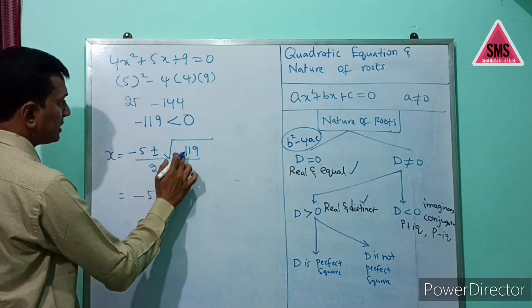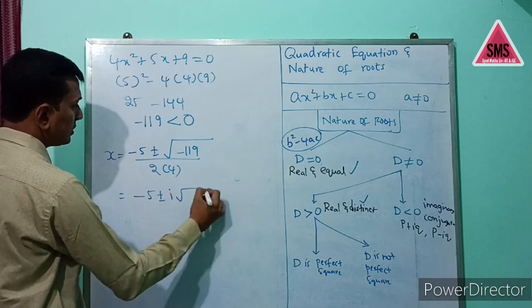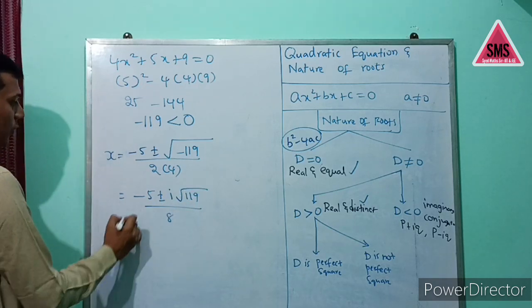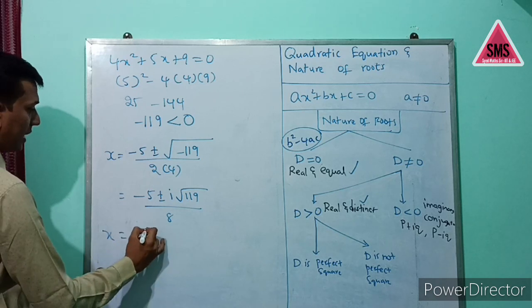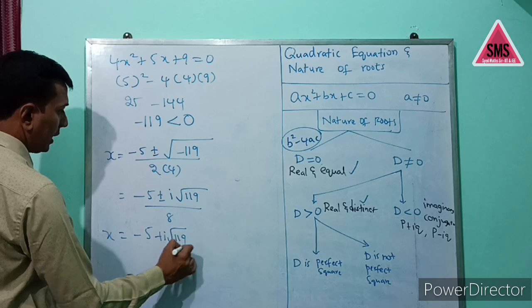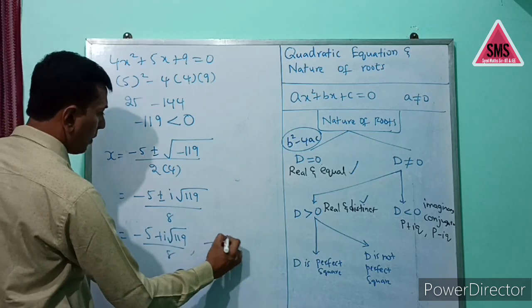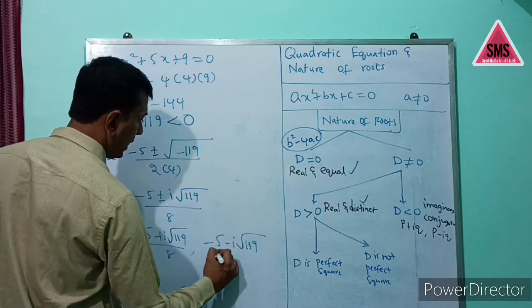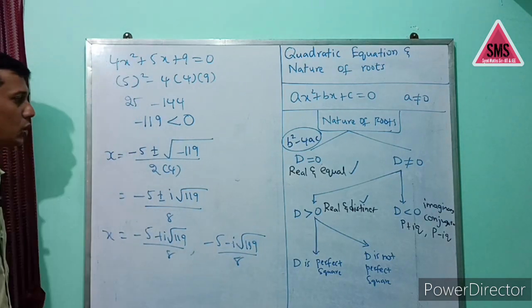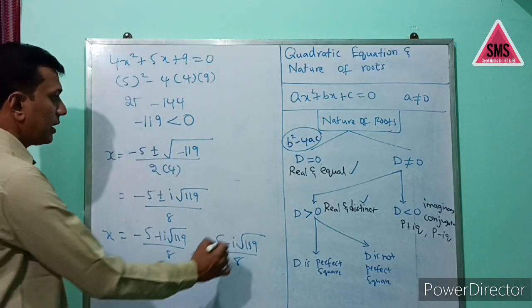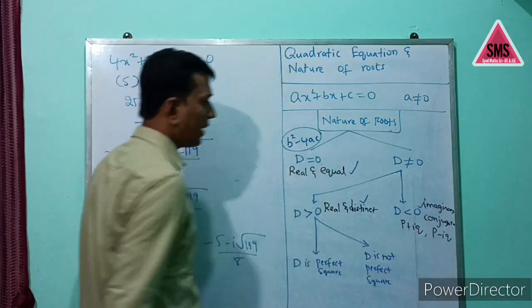Minus 5 plus or minus, this minus 1 can be written as i, square root 119, by 8. That means we have got two roots here. One is minus 5 plus i root 119 by 8, and the other is minus 5 minus i root 119 by 8. So these are the two roots, which are in the form of p plus iq and p minus iq. So this condition is also verified.